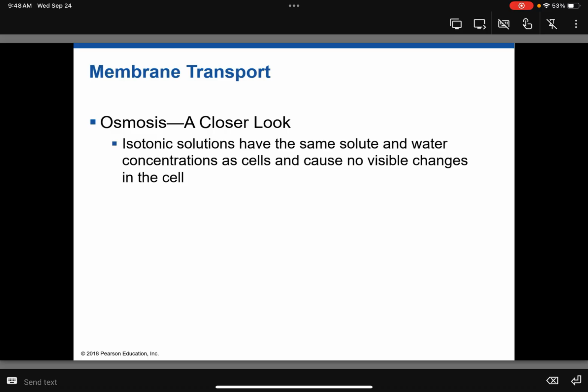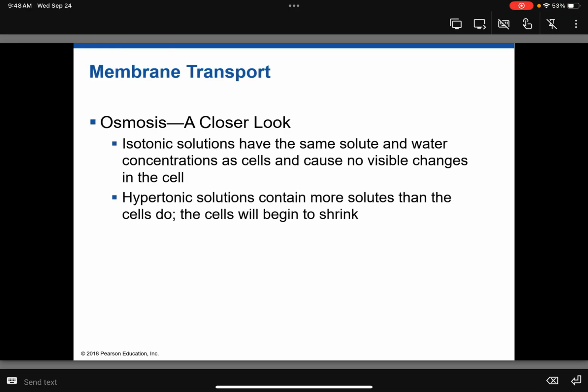So if we have that cell there, water moves into the cell and out of the cell at the same rate. Those are supposed to be the same length to show that they're at the same rate. I'm a terrible artist, I'm sorry. You guys all know this about me already. Okay, so same concentration inside the cell and outside the cell.